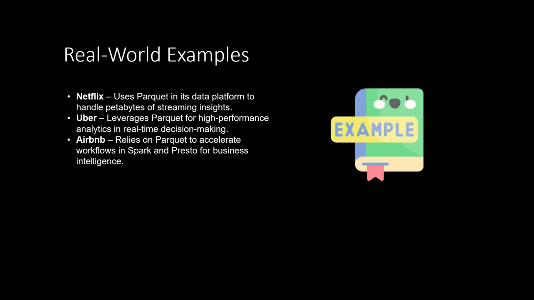What are the real world examples? Netflix, Ubers of the world, Airbnb of the world, they all rely on Parquet, and they have workflows written in Spark. Right? Different tech stacks are used by different people, but Parquet is what is being used by many of these industry giants.